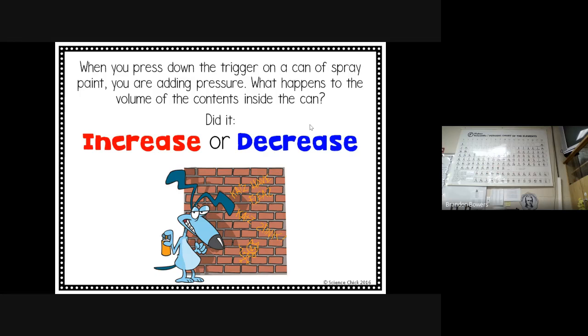When you press down the trigger on a can of spray paint, you are adding pressure. What happens to the volume inside the can? Decreases. Okay. So hopefully you notice our PTV stick. If you add pressure, you add to this side of the stick, the volume on this side of the stick has to go down. You guys kind of see that? Hopefully that's a decent visual to kind of stick in your head a little bit.